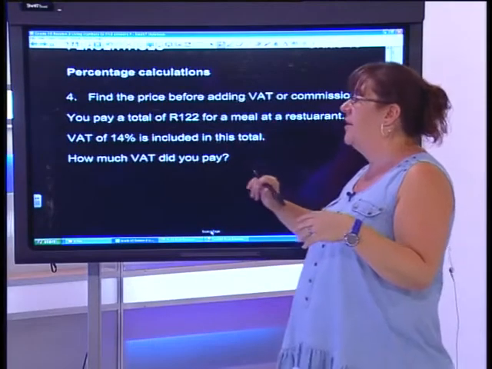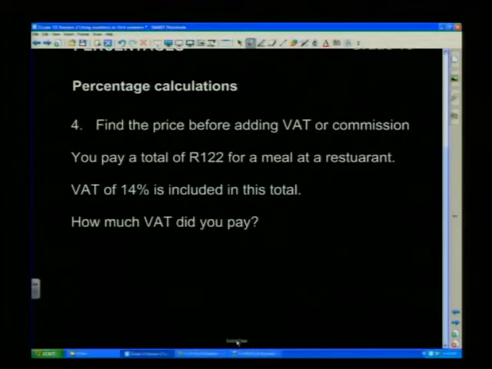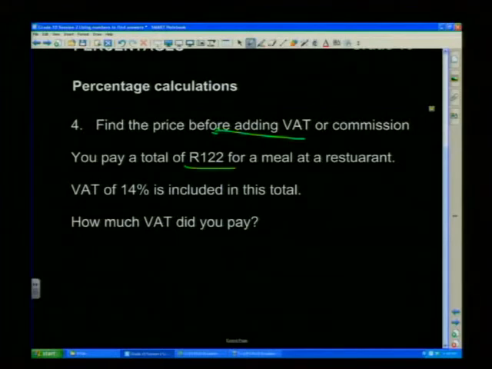And this is a little bit harder, so hopefully we'll get to a little bit more challenging. To find the price before adding VAT, or commission. So say for example we pay 122 Rand for a meal at a restaurant, and 14% of that is included in the total. How much VAT did you pay?